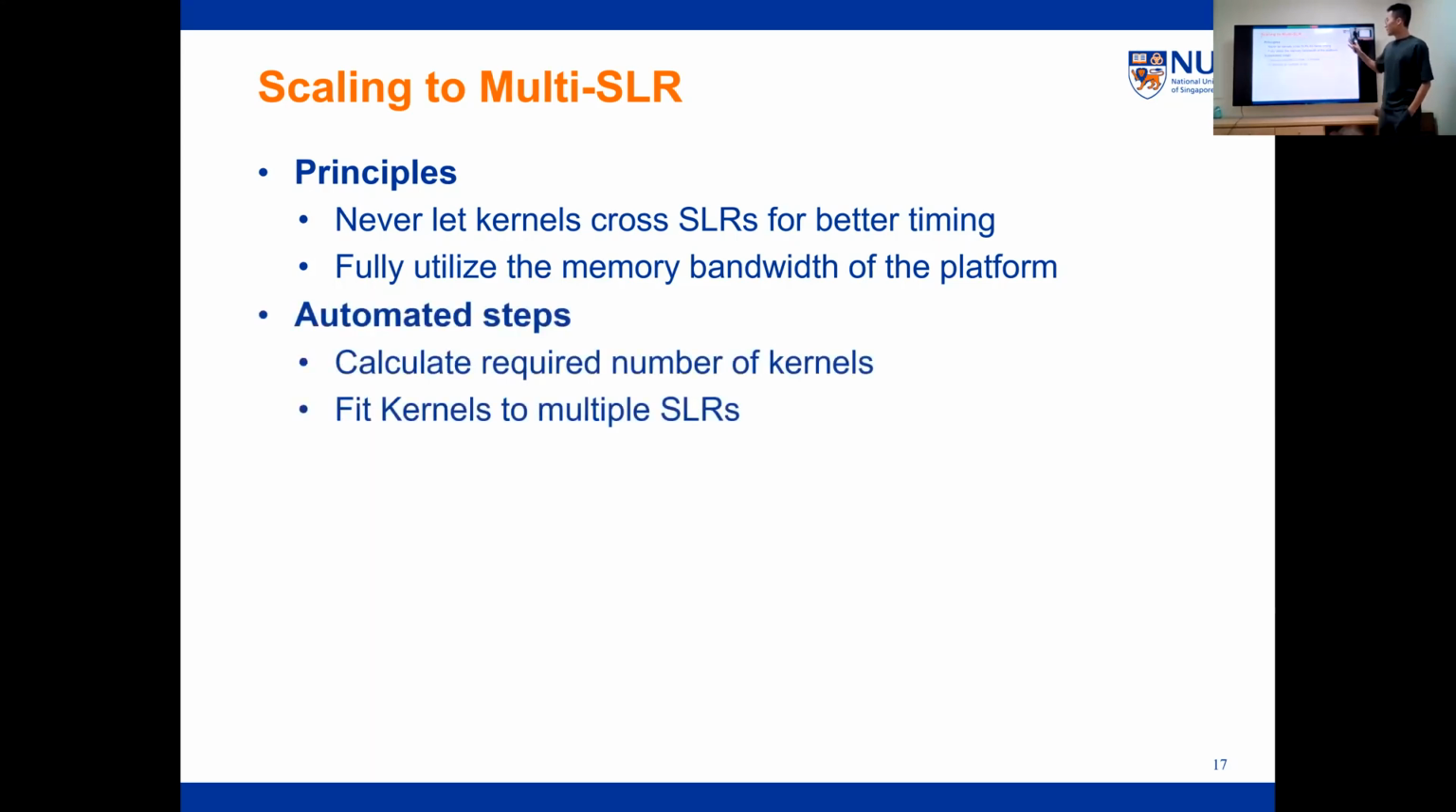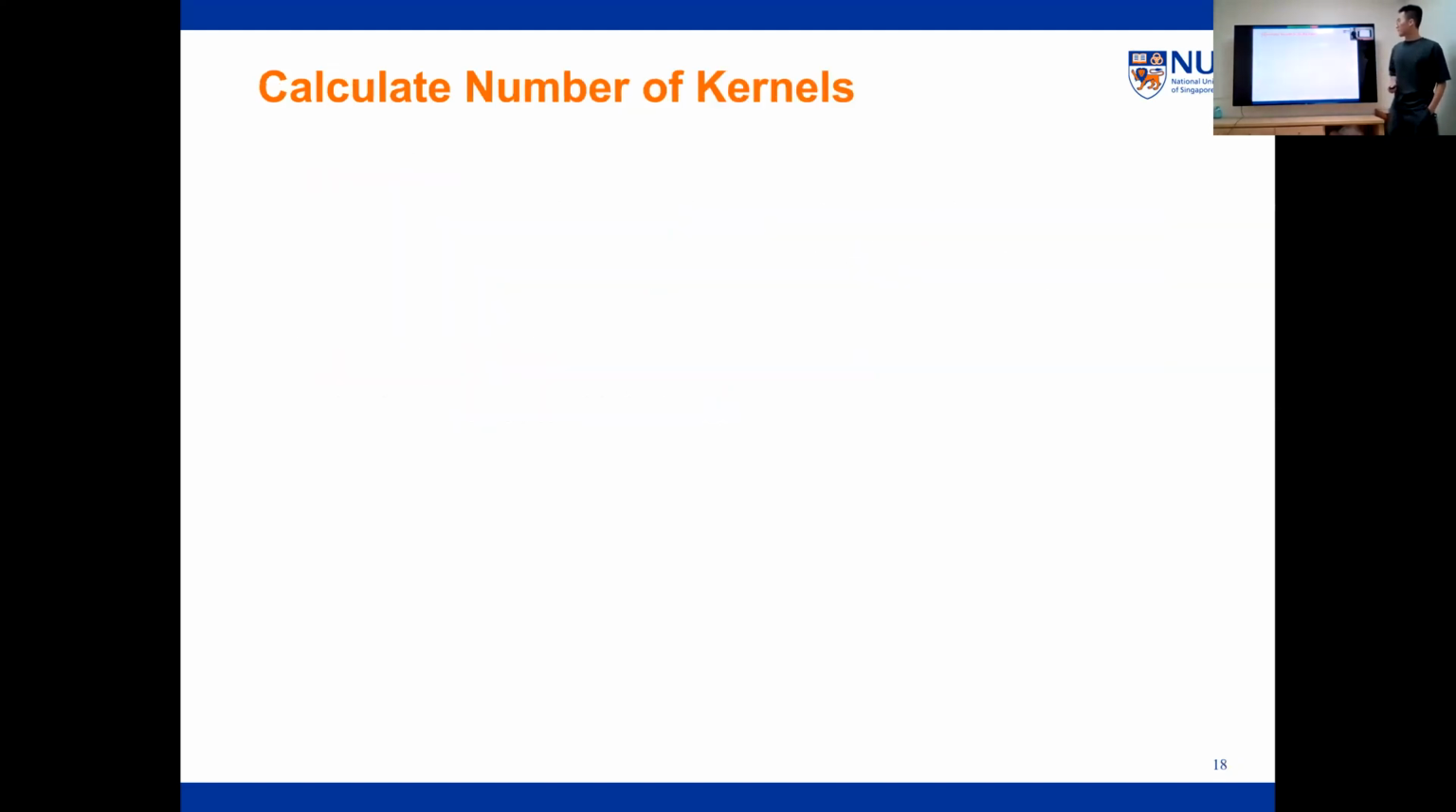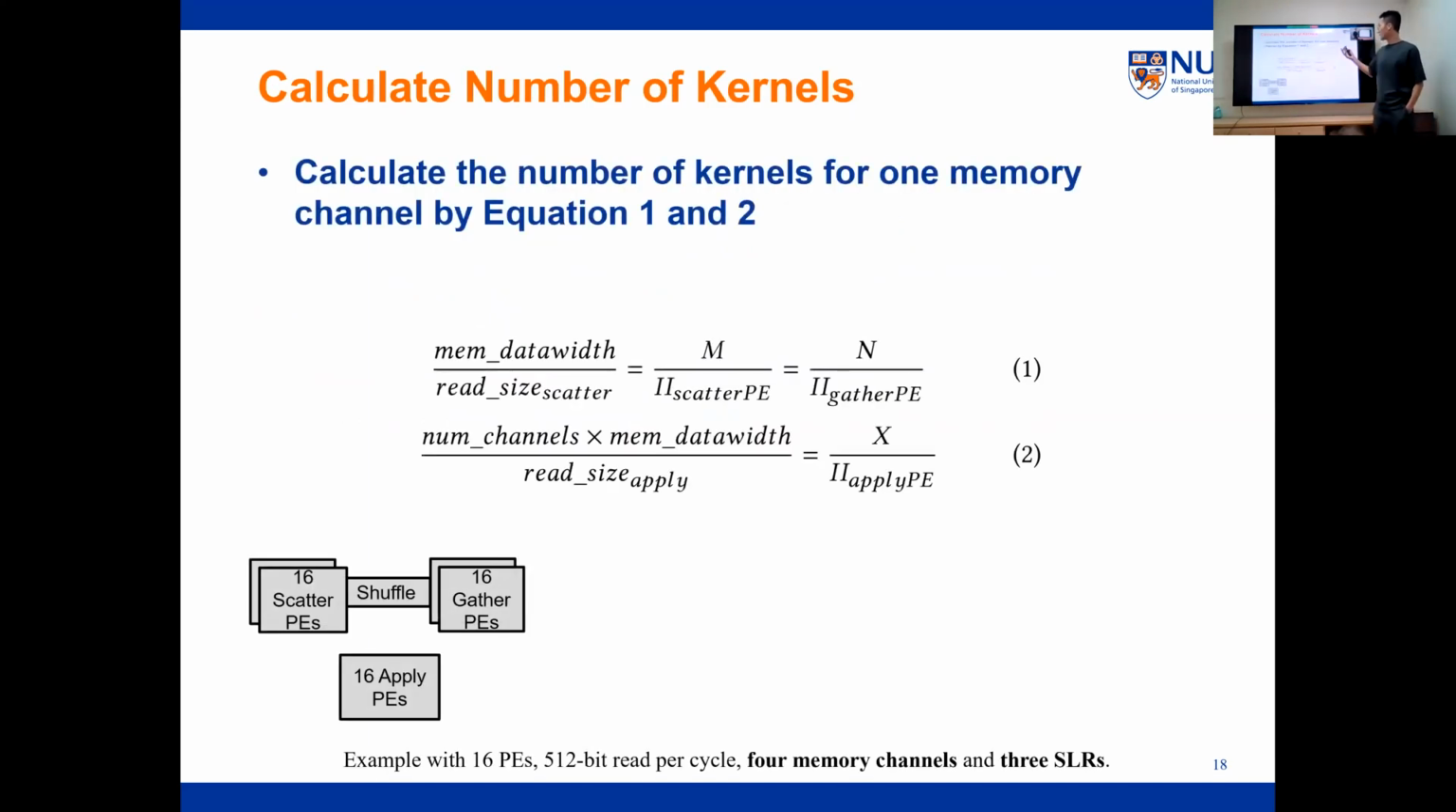So guided by 2 principles, we have 2 automatic steps in ThunderGP. Firstly, we calculate the required number of kernels for the platform, and then we try to fit the kernels into multiple SLRs. So let's look at the first step, calculate the number of kernels. We first calculate the kernels for one memory channel, find equations 1 and 2.